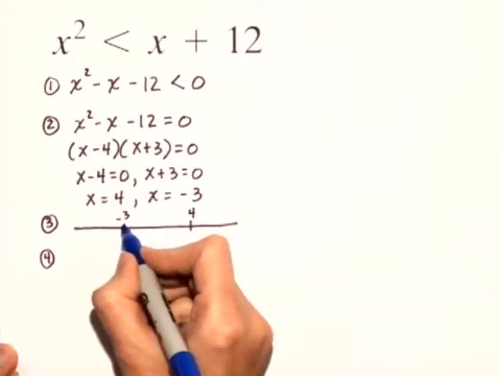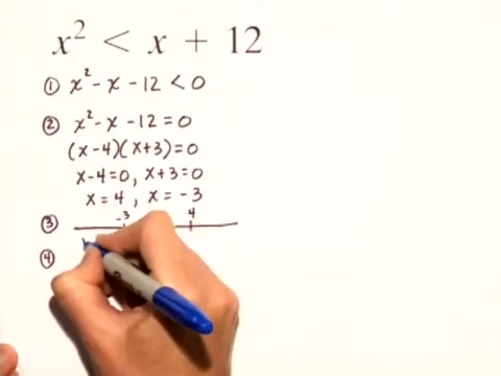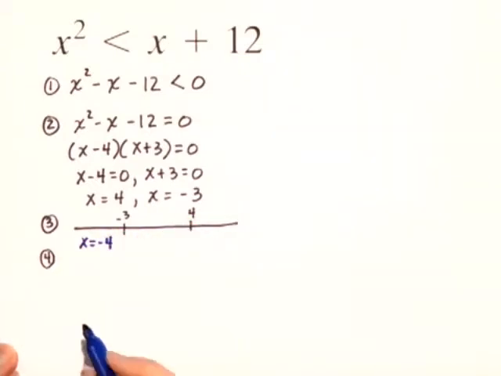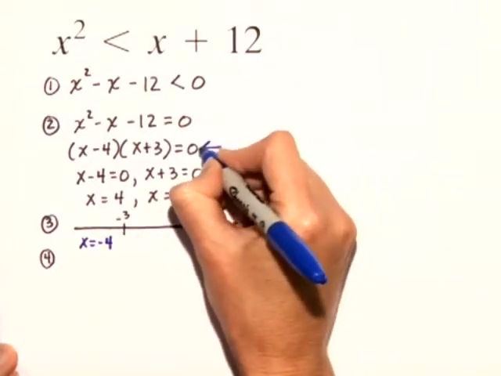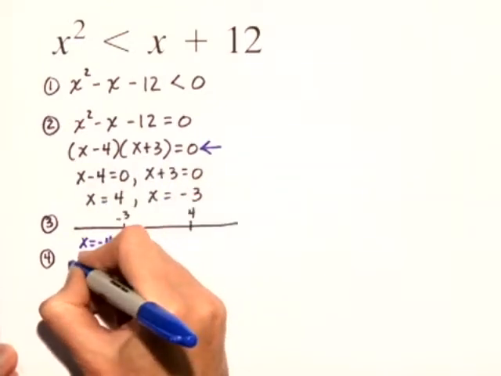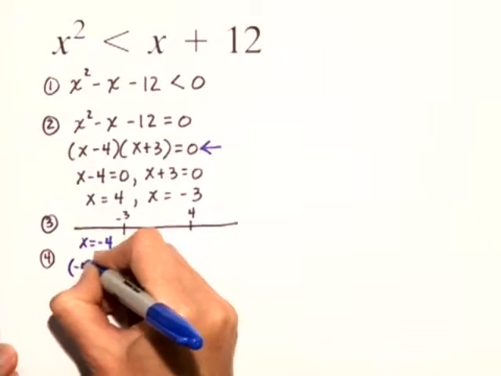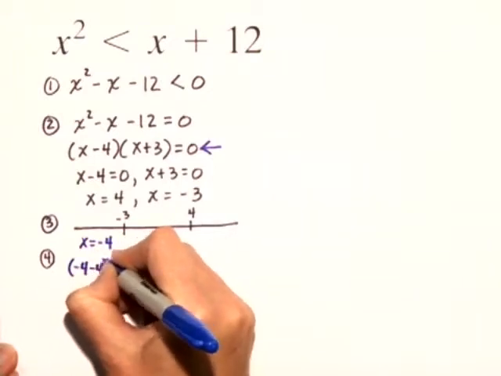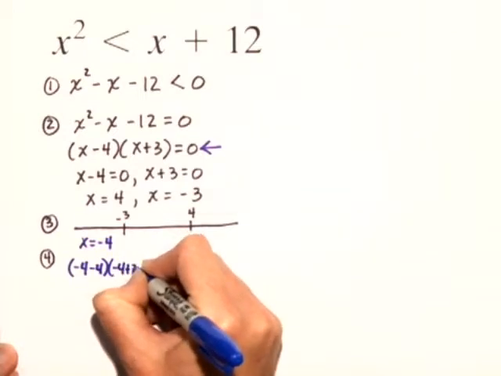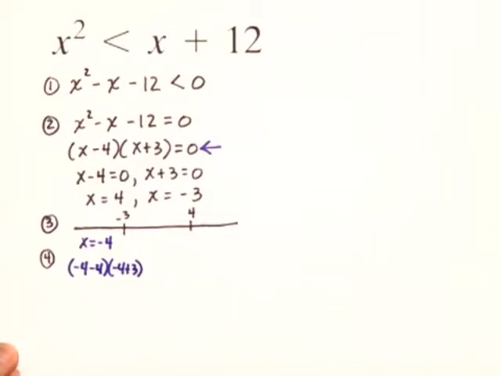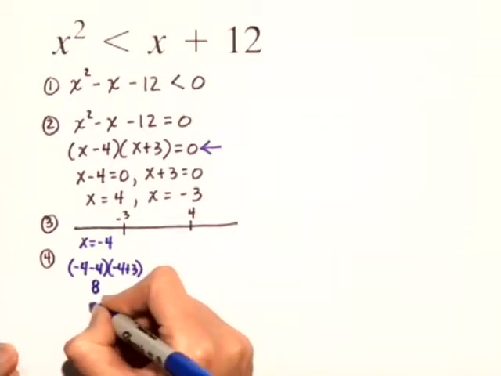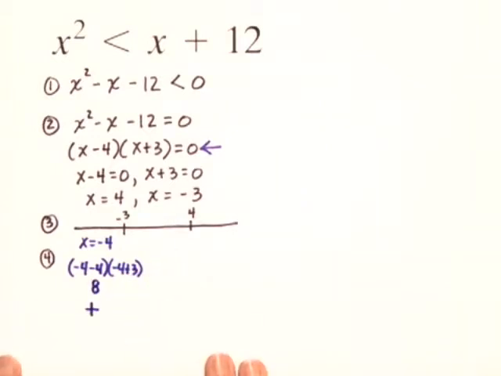So let's choose an x value to the left of negative 3, say x equals negative 4. We can substitute it right into this line where our x's are. We'll have negative 4 minus 4, which is negative 8, times negative 4 plus 3, which is negative 1. So negative 8 times negative 1 is positive 8, so that's a positive number.